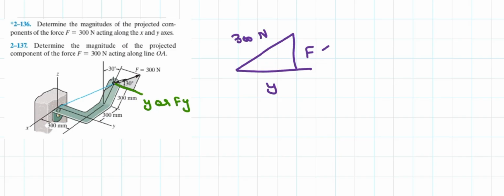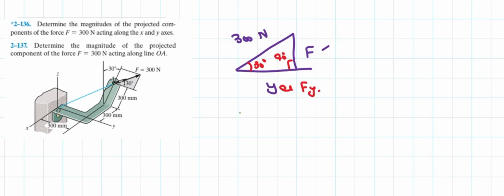And this line right here, let me erase this one. This line is basically our F prime. Why do I write F prime here? Because this line does not lie perfectly on the y, x or z axis. According to the diagram, the angle between the 300 Newton and the Fy is 30 degrees, and this one right here is the 90-degree angle. So dy or Fy, they both are the same thing.